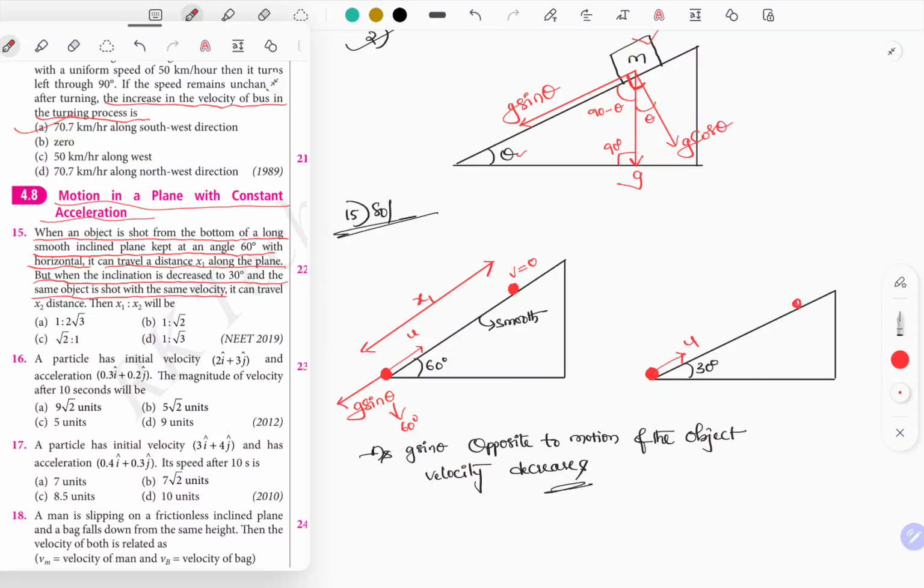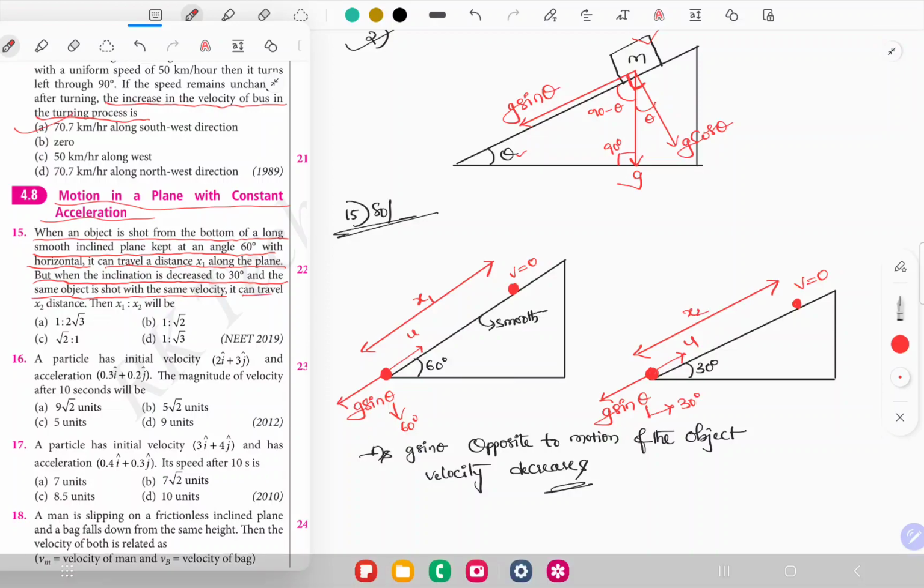So final velocity when it reaches maximum is equal to 0. Acceleration due to gravity is opposite to the motion of the object. It is going to be g sin theta. Here in place of theta you have to substitute 30 degrees. Velocity of the object decreases or increases? Decreases. Now the distance traveled is going to be, let's say, x2. That's what they have given also. Now the question they are asking is the x1 to x2 ratio.